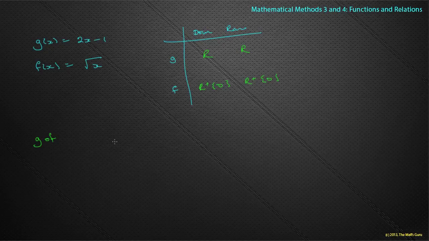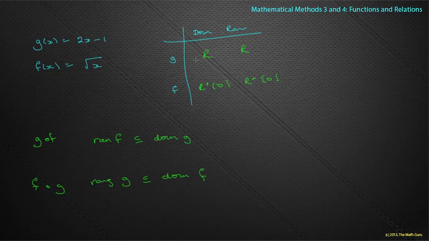So how do we test whether gof is defined? Well, gof is defined if the range of f is contained in the domain of g. And while we're at it, let's just see fog would be the range of g contained in the domain of f. Let's see, so the range of f is positive real numbers, including 0. The domain of g is contained within that. Yep, it is. So as far as I'm concerned, gof is defined.